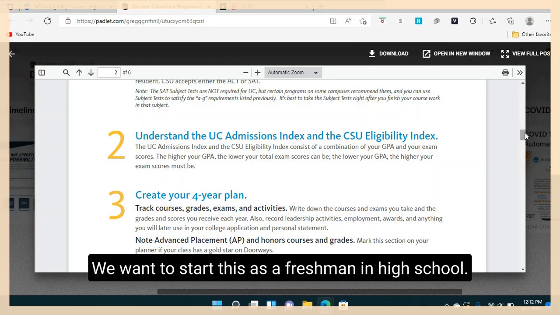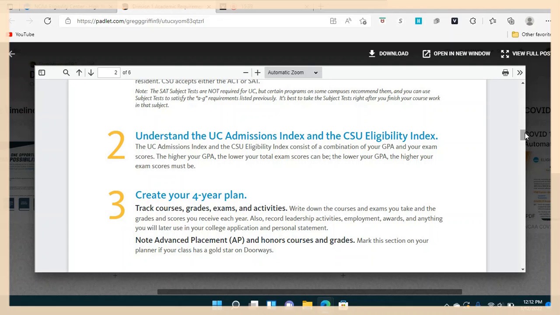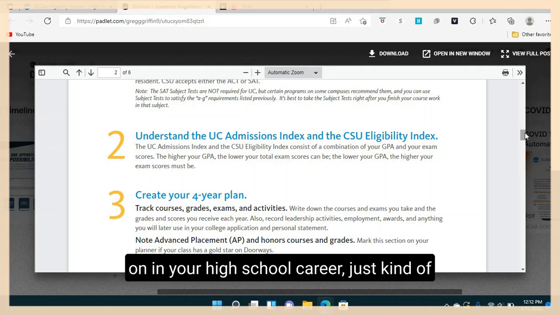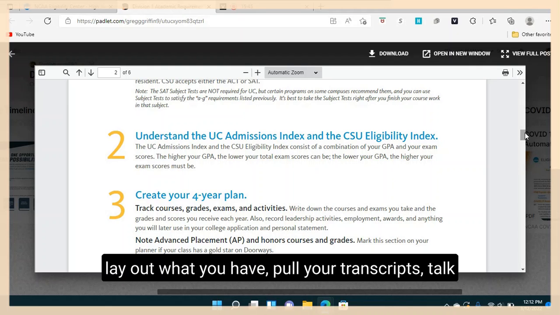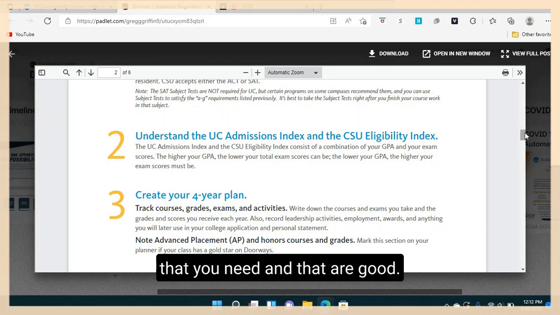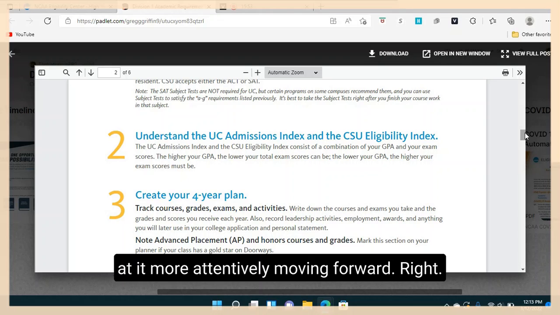We want to start this as a freshman in high school. If you weren't on this for some reason earlier on in your high school career, just lay out what you have, pull your transcripts, talk to your counselor, and see what you've taken, because I'm sure you've taken some things that you need and that are good. Lay it out, and then start looking at it more attentively moving forward, right?